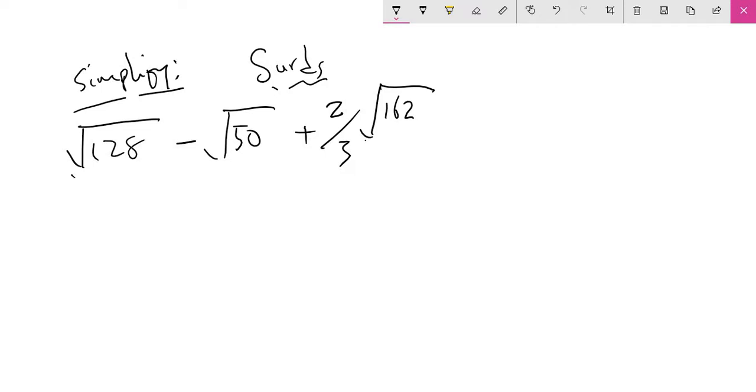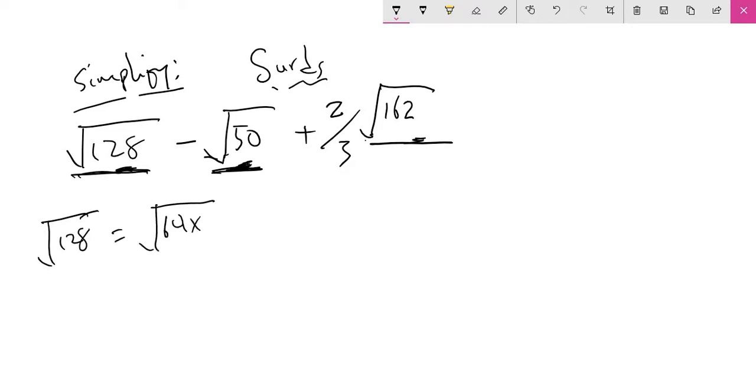Okay, so the first thing you do, since you have numbers within there that have multiples that are perfect squares, is simplify the individual surds first. Actually, that's the only thing you can do. You do that hoping that you will get some like terms, so you can add or subtract. So first we simplify the surds. Root 128, we know from before, is root of 64 times 2, which gives root 64 times root 2, and this gives 8 root 2.